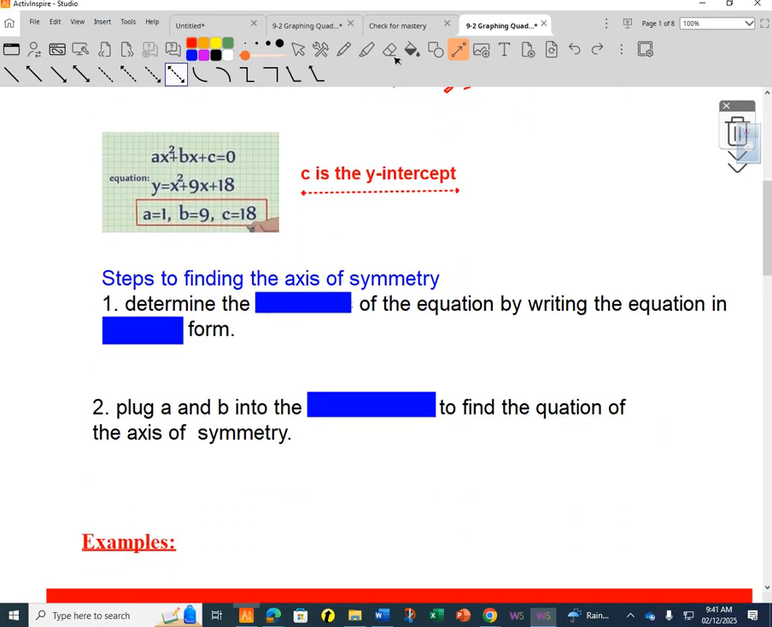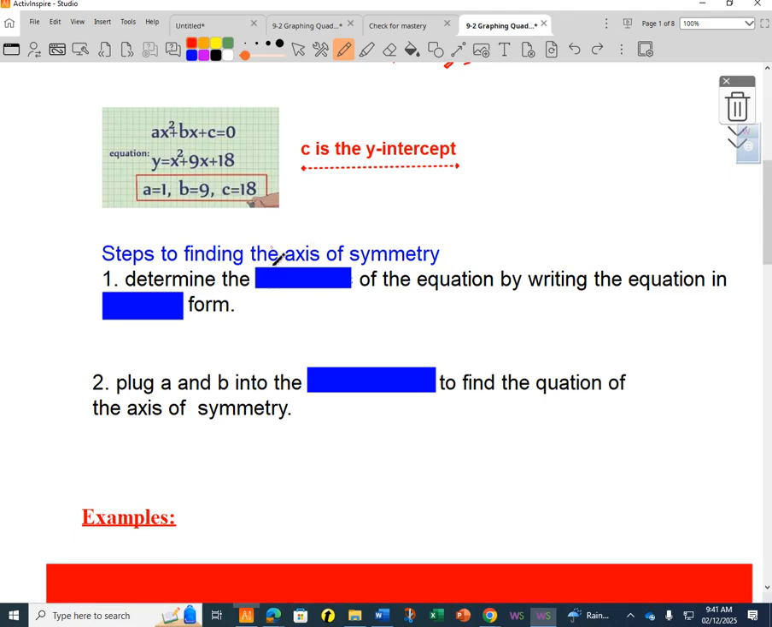So the steps, now yours is wrong, so you're going to fix this. Yours says steps to finding the vertex. It should say axis of symmetry. So fix that, scratch out vertex. Also, I'm going to be using A, O, S for axis of symmetry because that's a lot. A for axis, O for of, S for symmetry. But it should say steps to finding the axis of symmetry here, not the vertex. Did you correct that? My mistake. You also should have c is the y-intercept there.